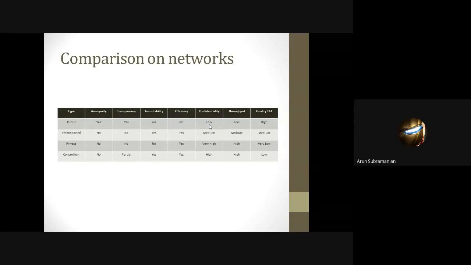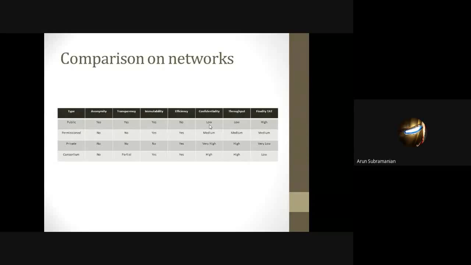Now let's talk about throughput. Throughput is directly proportional to efficiency. If there is no efficiency, then ideally the throughput is very low. And in permission, it's medium since a group of nodes are there inside the network. And in private, not all nodes will be part of the network. Instead, a particular group will be part of it, so the throughput will be high. And even for consortium, only 15 or 20 banks will be there. So there the throughput is high again.